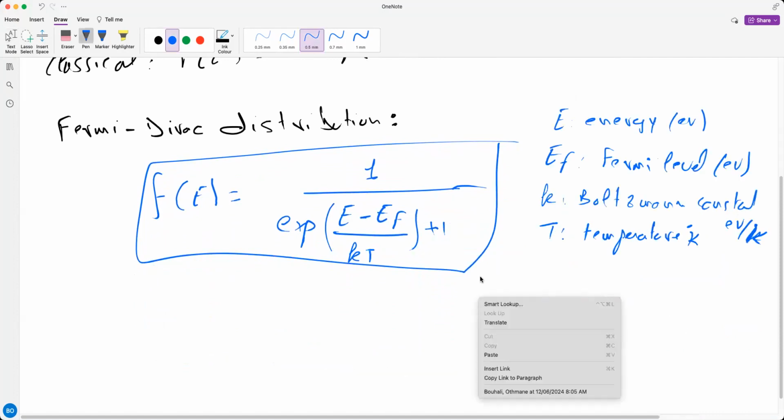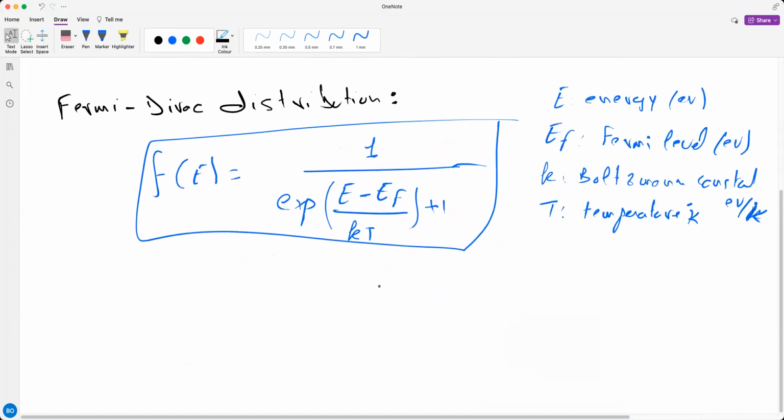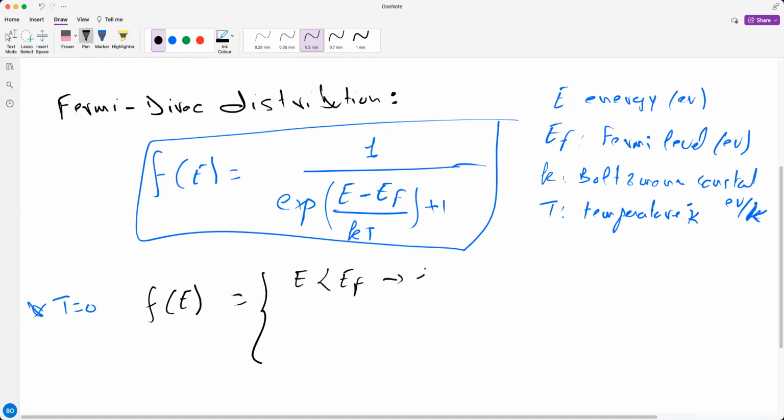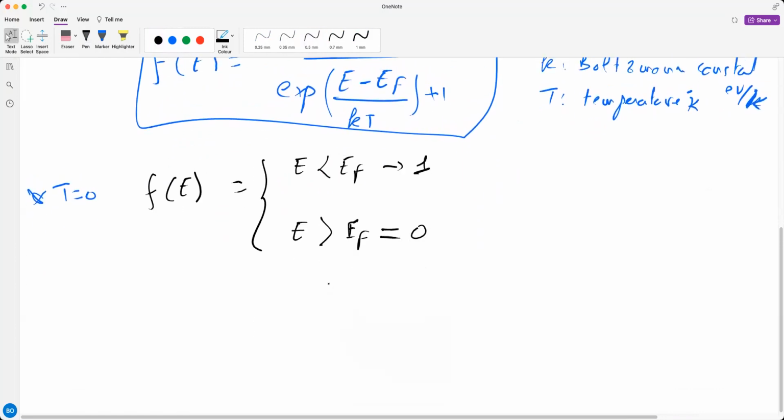Now, what we did, we started looking at the meaning of the distribution, and the first thing we did was at T equals 0. We have seen that if T equals 0, the occupation probability for any energy that is smaller than the Fermi level is equal to 1, and for any energy that is bigger than the Fermi level it is 0. So this gives us a definition for the Fermi level of a metal.